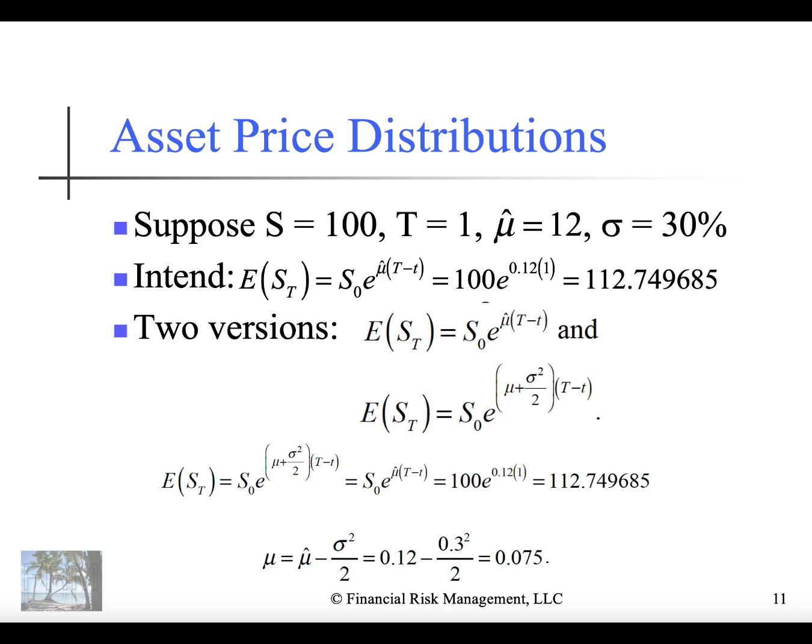Just to motivate by way of an example, suppose we have a $100 stock price, and time to the horizon is 1 year. We assume an annualized 12% return and a standard deviation of 30%. What we intend by this 12% is that the expected terminal price is equal to the spot price e to the mu hat times (T minus t), which would be $112.75.